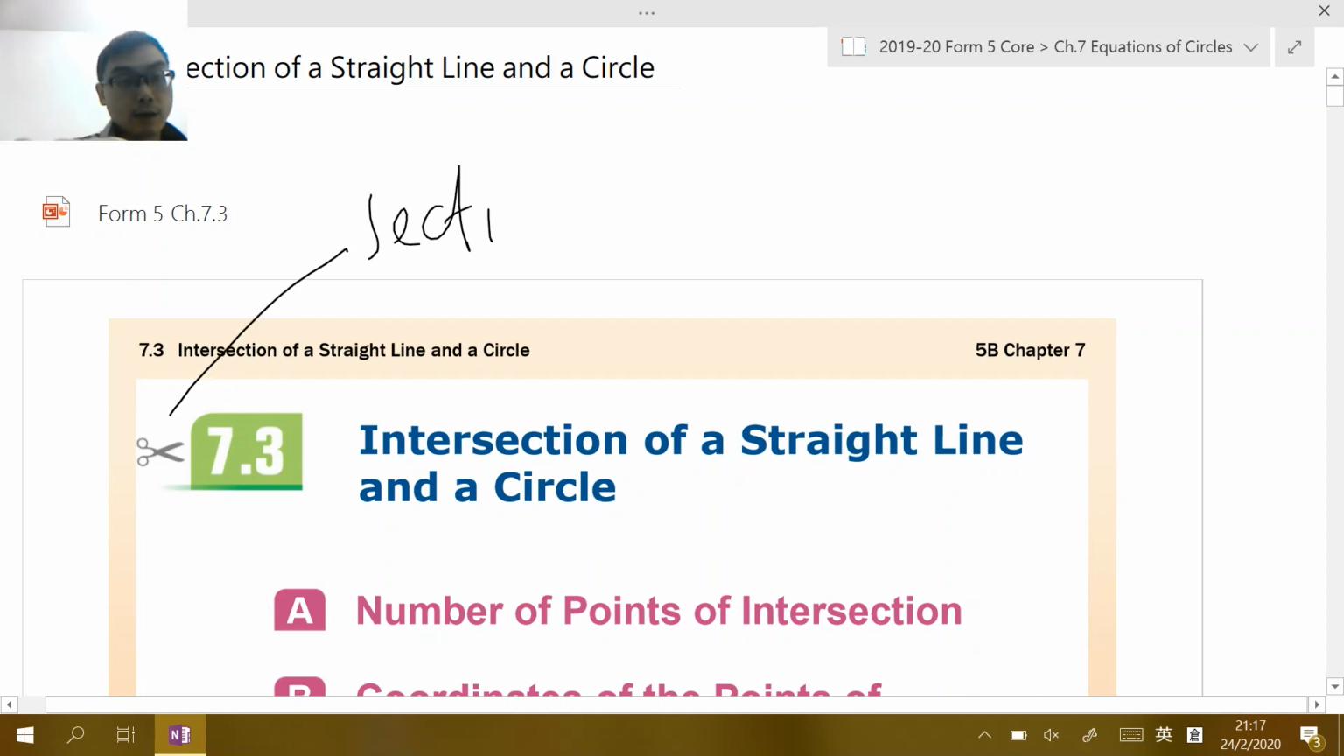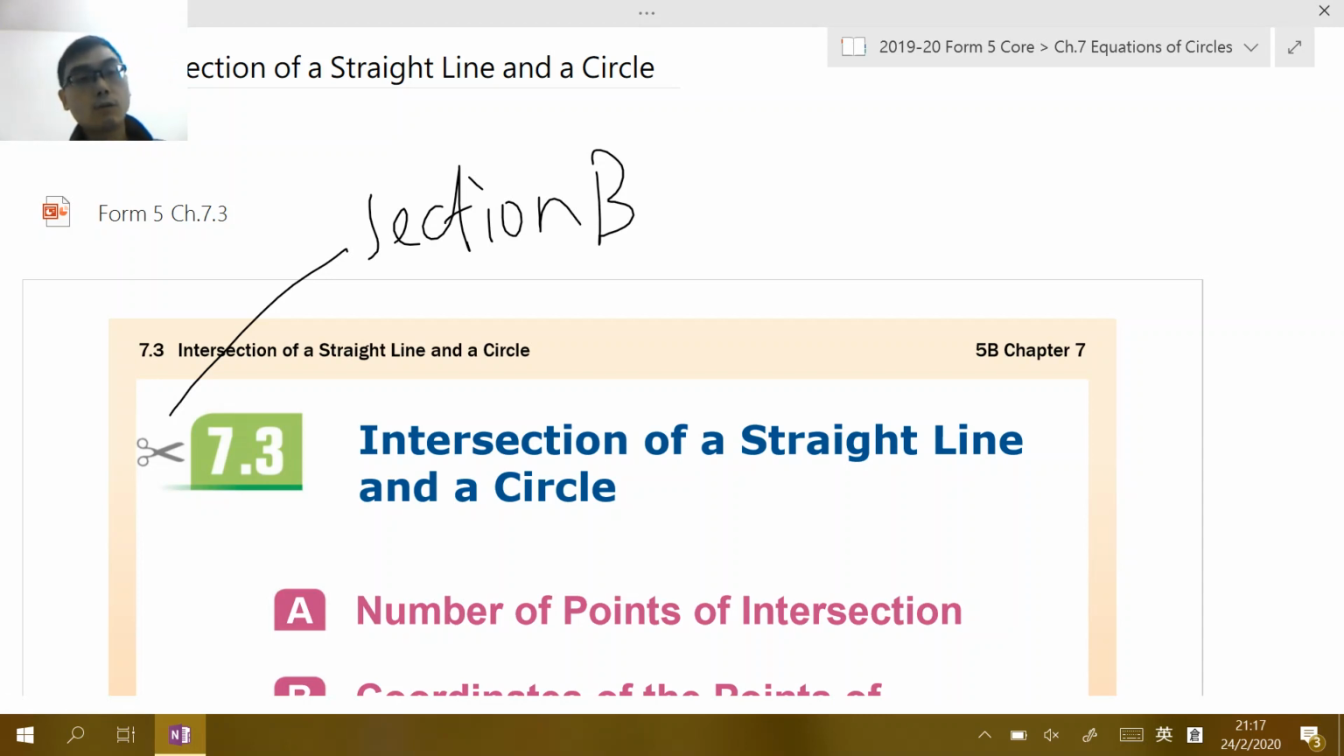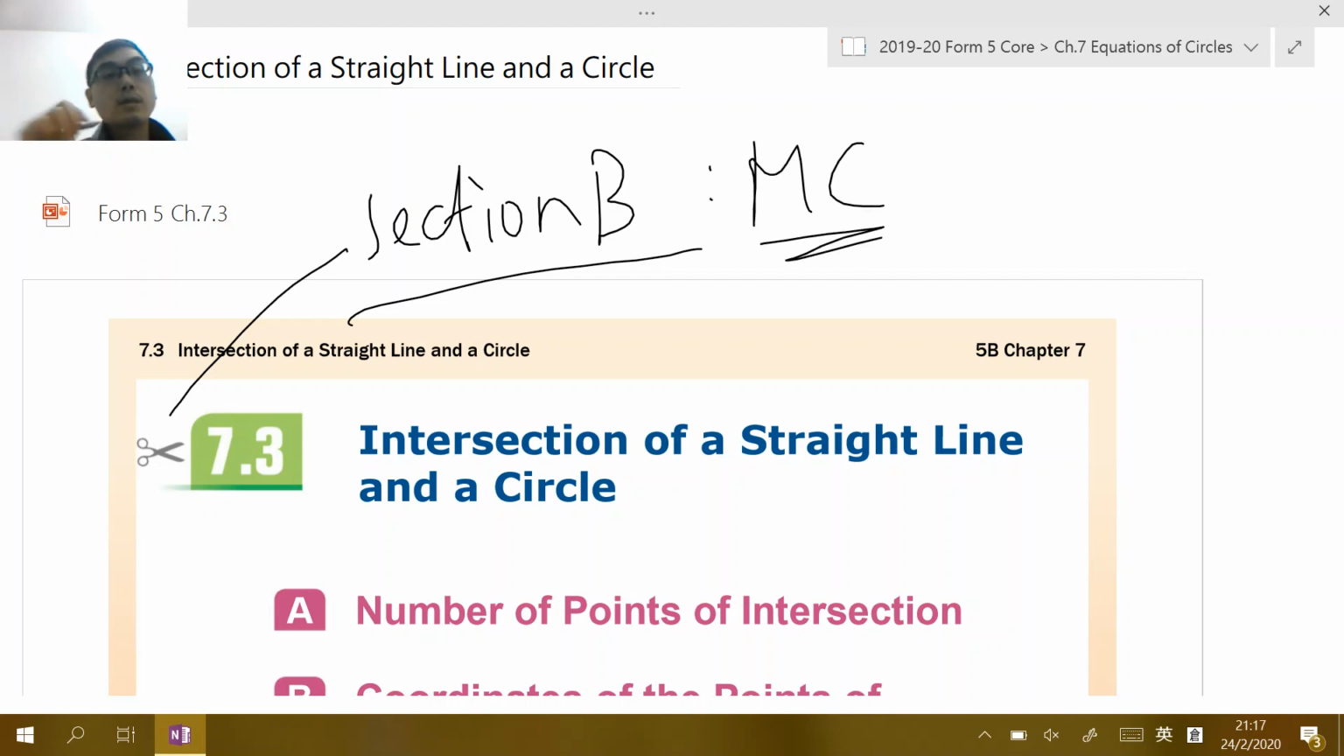You have to understand that this part will be relatively more difficult than most of the questions you can see in chapter 7.1 and 7.2. So this part only appears in session B. But I would like to say that this part of question, you will easily see them in MC question, that means in paper 2.